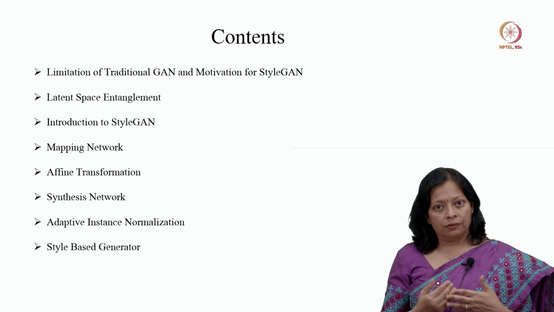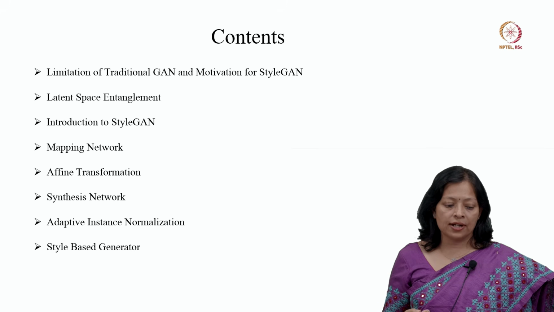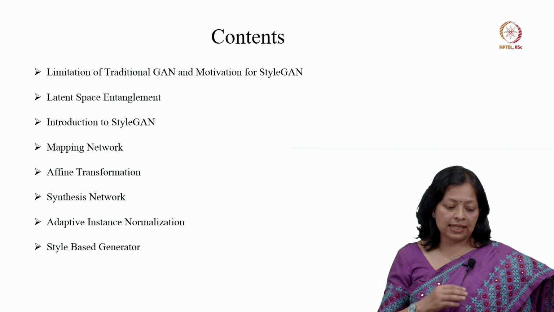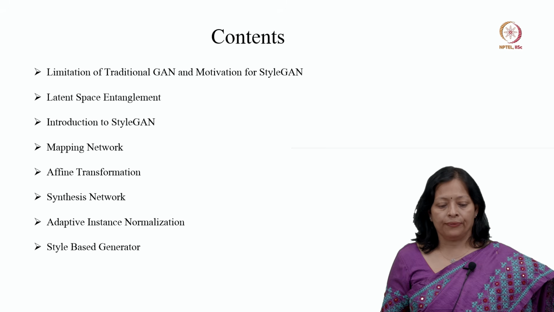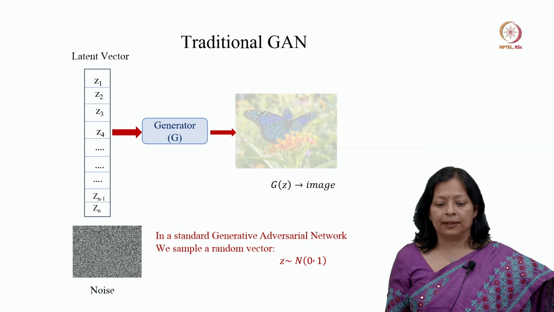Then we will get introduced to the concept of latent space entanglement, then an introduction to StyleGAN, the mapping network, affine transformation, synthesis network, adaptive instance normalization, and then the style based generator as a whole. So, let us start with the limitations of traditional GAN and what is the motivation for StyleGAN.